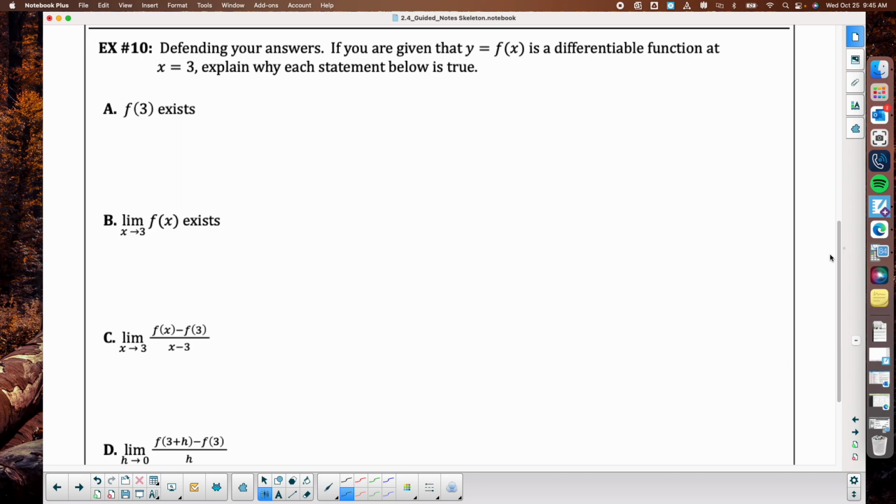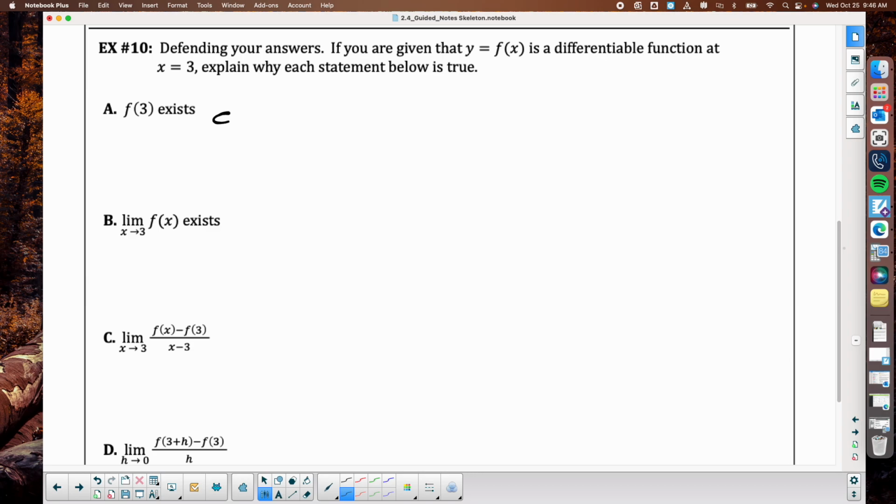This will be something similar to an AP test where it'll say, you're told that f of x is a differentiable function at 3, and that's all you know. And then we're supposed to be able to infer and figure out things because we know it's differentiable. So, A, why do we automatically know that f of 3 has an answer? If it's differentiable, you've got a slope to the left, slope to the right. We also know that it's guaranteed to be continuous.